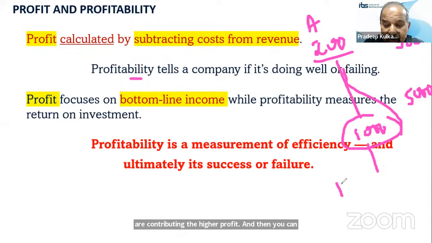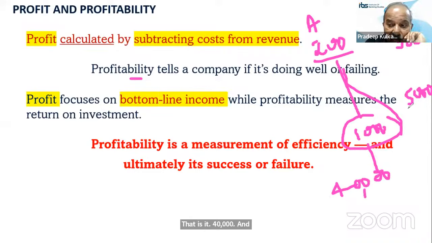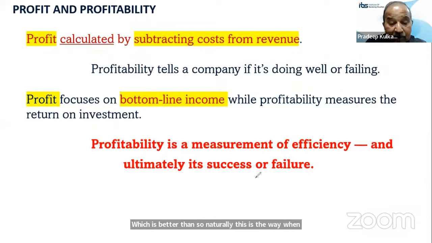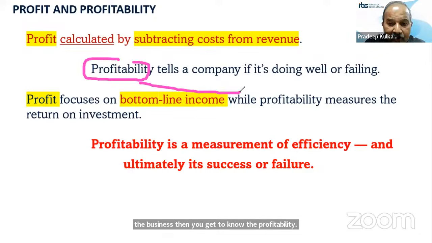For example, A has an asset base of only, let us say, 40,000 crore, and for B there is an asset base of 1,20,000 crore. Which is better? Naturally, this is the way: when you compare the profit figure with other dimensions of the business, then you get to know the profitability. And that will indicate whether the bank or a company is doing well or not.